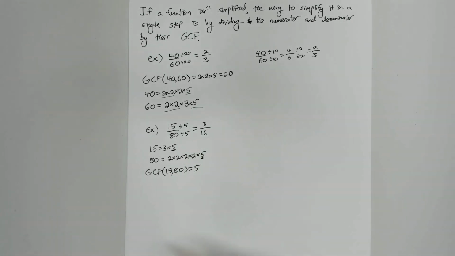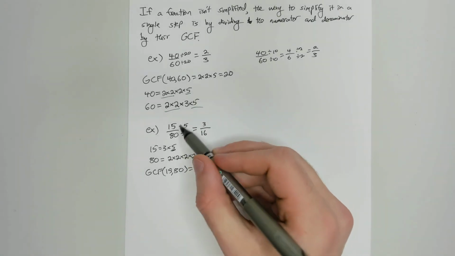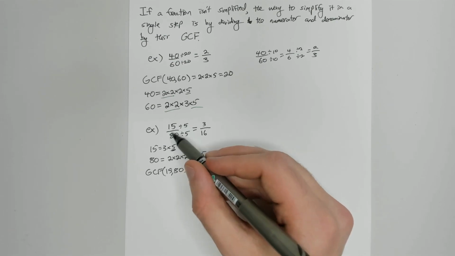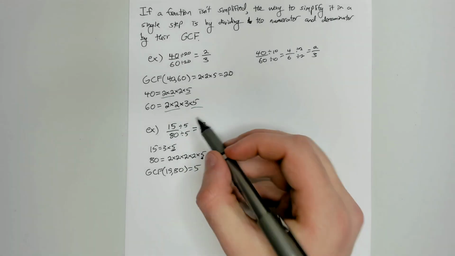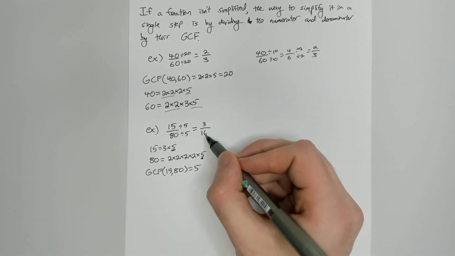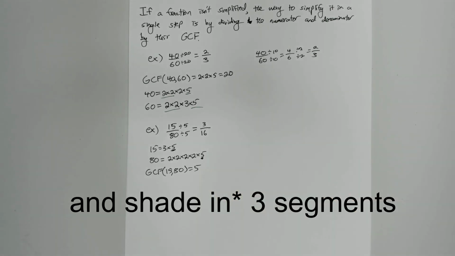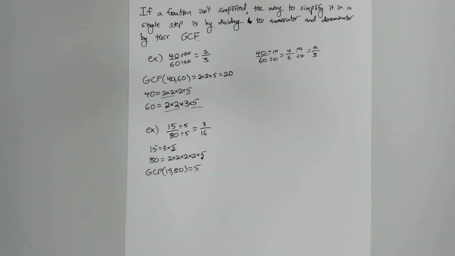Again, the same fraction. This is just a more simplified version, but they represent the same proportion. If we were to take a square, split it up into 80 segments, and shade in 15, that'd be the same thing as if we were to split it up into 16 segments of the same size and shade in 3. All right, so I think that's going to do it for today.